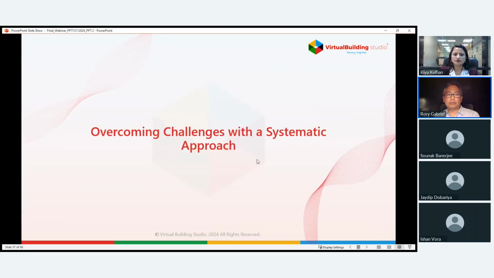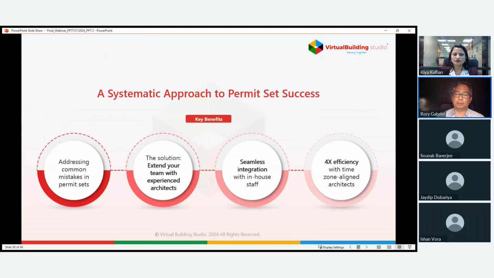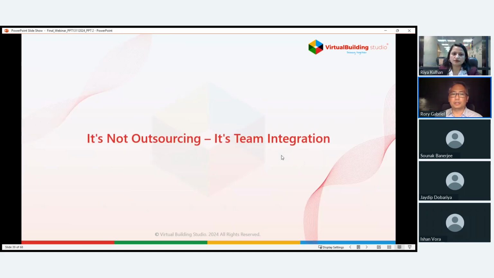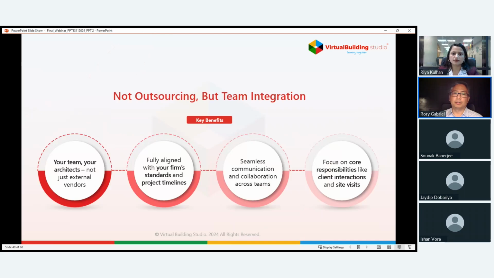Well, now that we've outlined the common challenges that slow down the permit set process, it's clear that overcoming these obstacles requires a strategic and systematic approach. But here's the key insight: it's not about outsourcing, it's about building an extended team of experienced architects. Experienced architects that integrate seamlessly with your existing team, helping you overcome challenges while maintaining full control and alignment with your projects. These architects are not simply external contractors. They're an extension of your team, fully integrated into your workflows. They're yours, not just a vendor.